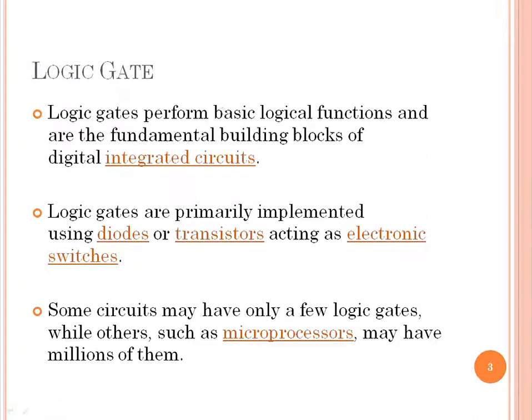Logic gates perform basic logical functions, and these are the fundamental building blocks of digital integrated circuits. Logic gates are primarily implemented using diodes or transistors acting as electronic switches. Some circuits may have very few logic gates, while microprocessors may have millions of them.